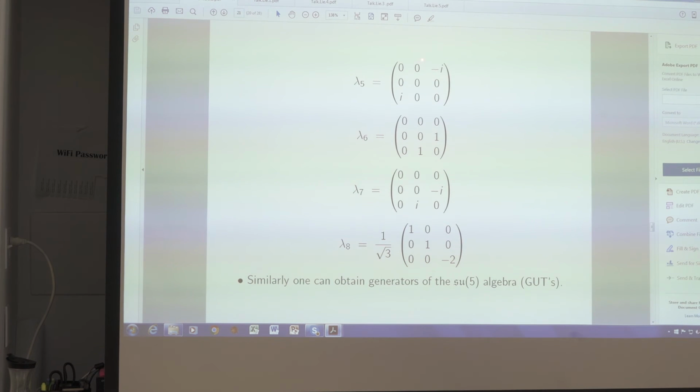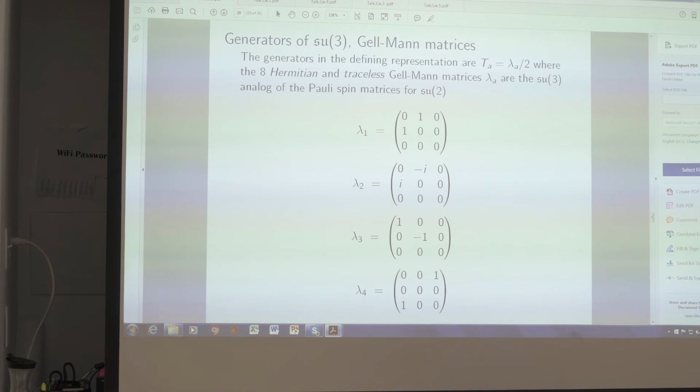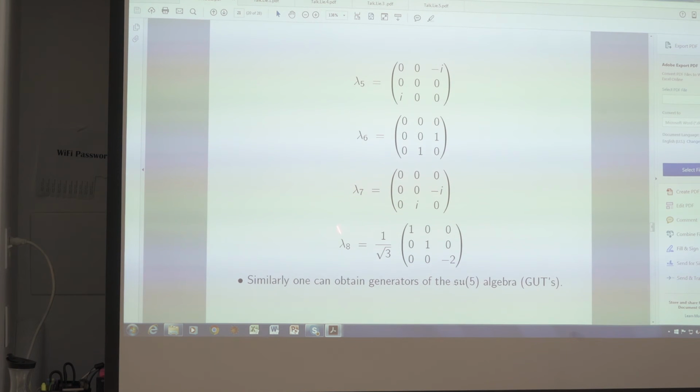You have to take the matrices, all these matrices, square them, and take the trace. You're going to get 2. All these matrices that I wrote, when you square them, remember you're going to have zeros, and here you're going to have 2 when you take the trace of the square. So when you have this matrix and square it, you have 1 plus 1 is 2, plus 2 is 4, divided by the square root of 3, which is 3. 6 divided by 3 is 2. So these matrices are normalized in such a way that the trace of the square of each matrix is 2.